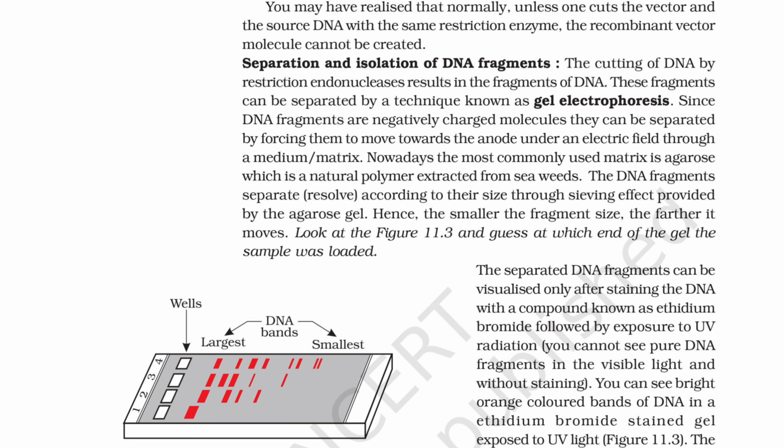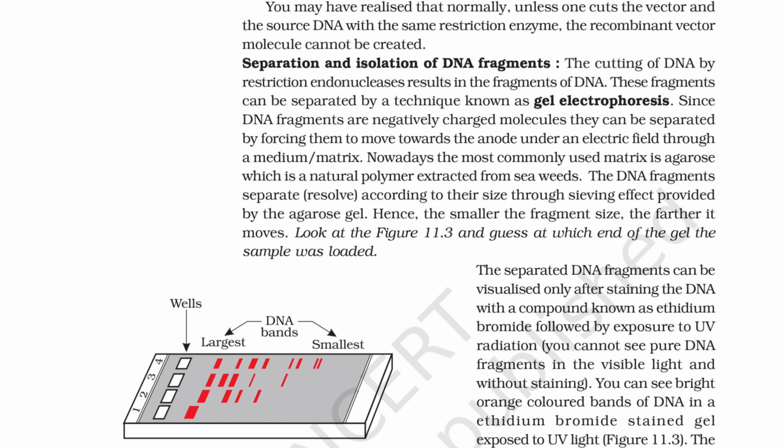Separation and isolation of DNA fragments. The cutting of DNA by restriction endonucleases results in fragments of DNA. These fragments can be separated by a technique known as gel electrophoresis. Since DNA fragments are negatively charged molecules, they can be separated by forcing them to move towards the anode under an electric field through a medium, matrix. Nowadays the most commonly used matrix is agarose, which is a natural polymer extracted from seaweeds. The DNA fragments separate, resolve, according to their size through the sieving effect provided by the agarose gel. Hence, the smaller the fragment size, the farther it moves.